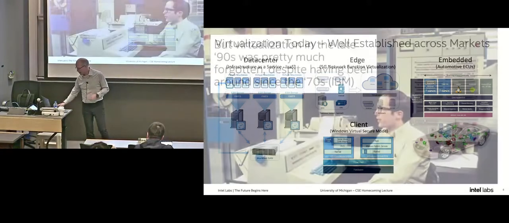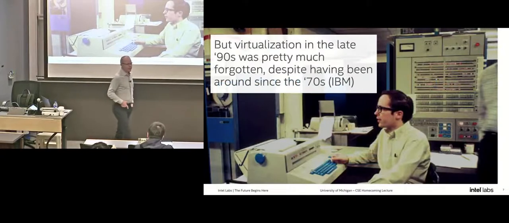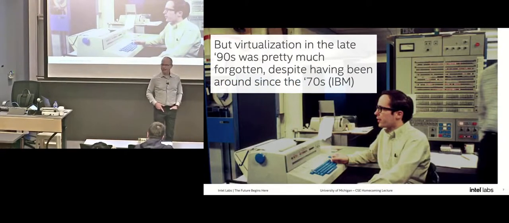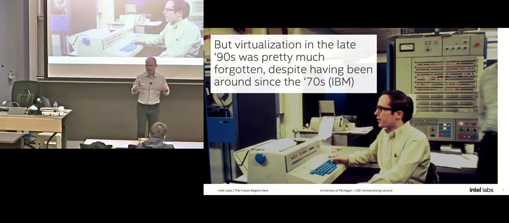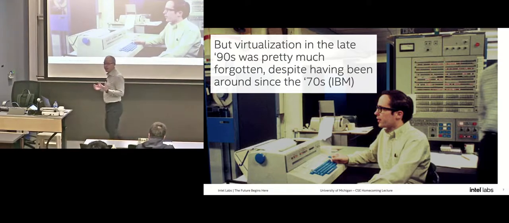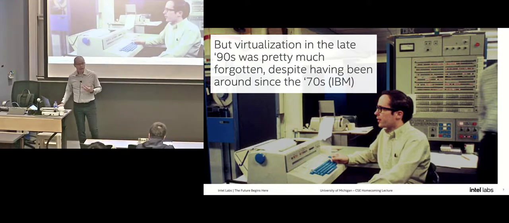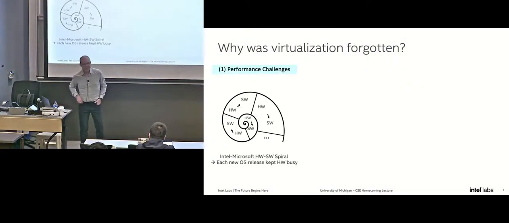But if you look back to the late 90s, it was pretty much a forgotten technology, even though it was actually ancient at that time. Back in the 70s, IBM had invented virtualization for their mainframe designs. And then something happened. It was almost like it just got forgotten, at least in the context of x86 platforms, which were on the ascendancy during this period. And so the question is, why is that the case?